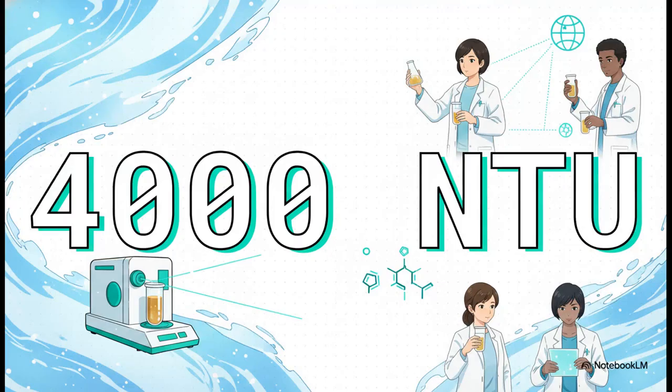But how on earth do we know the machine is actually accurate? Well, to calibrate these super-sensitive instruments, scientists around the globe use a primary standard reference suspension called formazin polymer. The turbidity of a very specific concentration of this formazin is defined as exactly 4,000 Nephelometric Turbidity Units, or NTU. This gives labs everywhere a reproducible, unified baseline, so an NTU reading in one lab means the exact same thing as an NTU reading in another.